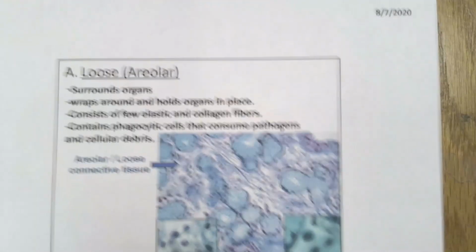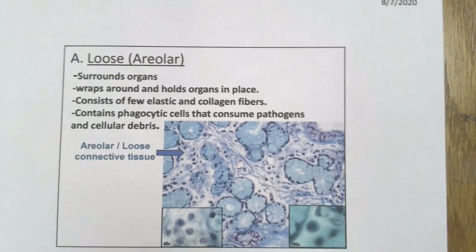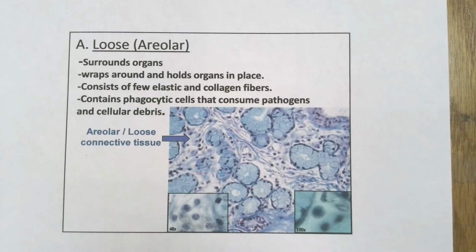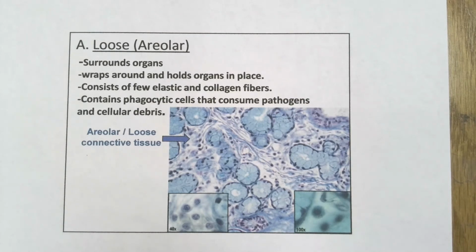So the first specific tissue type within connective is called loose or areolar tissue. Sometimes you even read loose areolar tissue. So it surrounds the organs, wraps around them, holds them in place. It consists of elastic and collagen fibers, and we'll look at that a little more closely on the next slide. And then it also has what are called macrophages, which are phagocytic cells that are going to surround and engulf pathogens, eat things that are pathogenic essentially in this tissue, and eat up cellular debris.